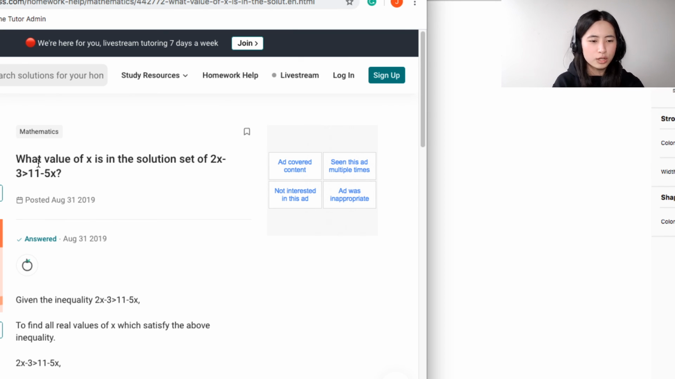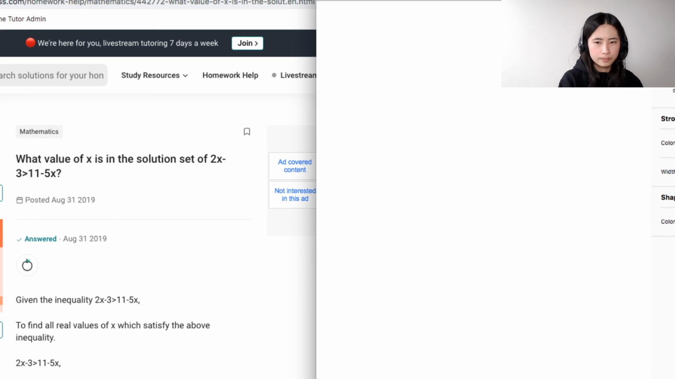It says, what value of x is in the solution set of 2x minus 3, which is greater than 11 minus 5x? So anytime we have an inequality, from this question, they're asking us what's the value of x. So we would have to write 2x minus 3 greater than 11 minus 5x. And because I'm seeing a negative 5x over here, I can move this to the opposite side of the equation such that it would become positive 5x.